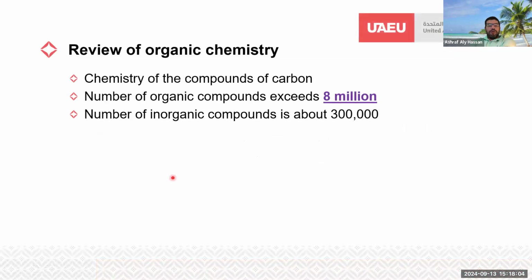The very first part of organic chemistry will be talking in general about the chemistry of compounds of carbon and the number of organic compounds. You will be interested to know that this exceeds 8 million compounds, which makes it really difficult to know all of them. However, we'll try in this class to focus on the most important ones related to air pollution. The number of inorganic compounds is about 300,000, and this shows you the difference between organic versus inorganic.